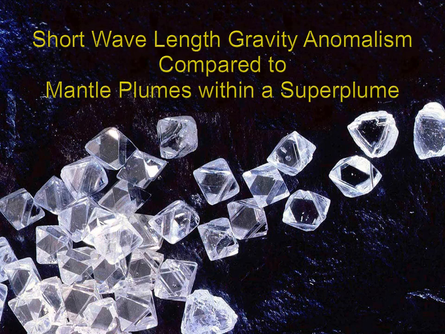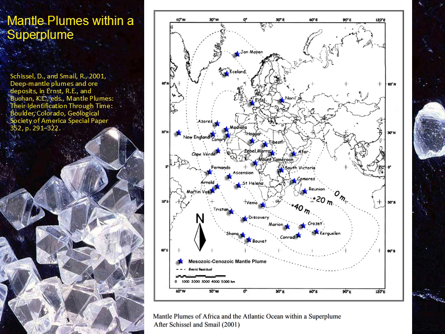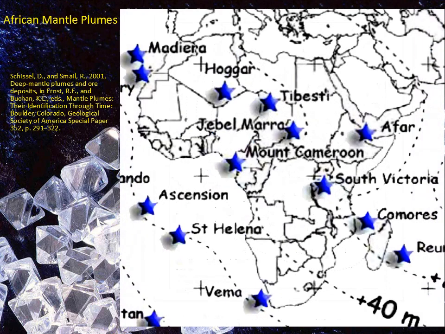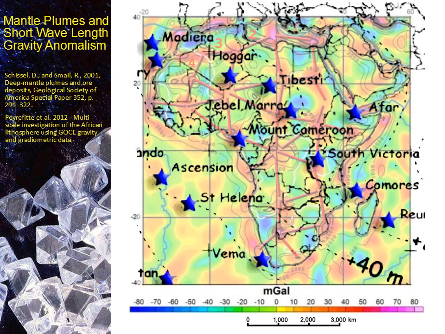Short wavelength gravity anomaly compared to mantle plumes within a superplume. Here we can see the various plumes recognized by Shear and Schmale in 2001 within the African Atlantic superplume. A detail of the previous map focusing totally on Africa. A comparison of the predicted locations more than 20 years ago by Shear and Schmale with those predicted using gravity data in the current analysis.